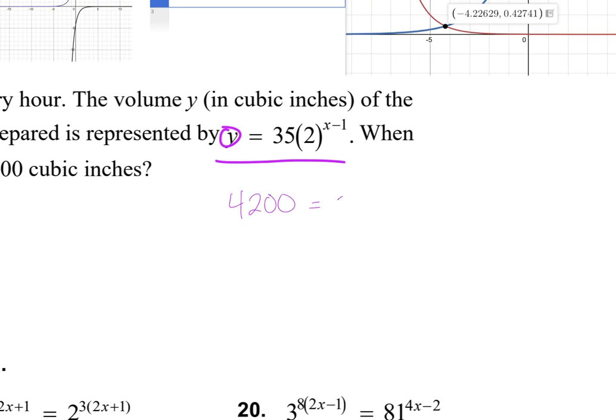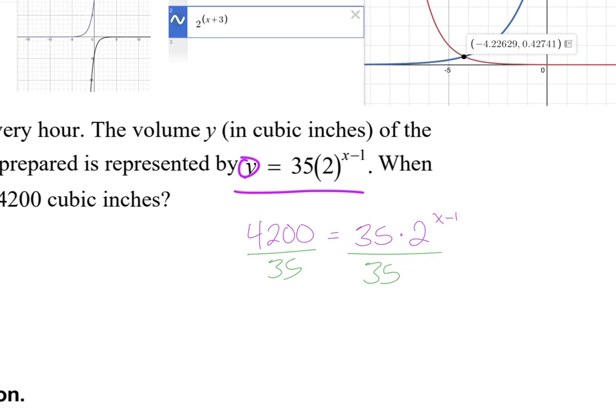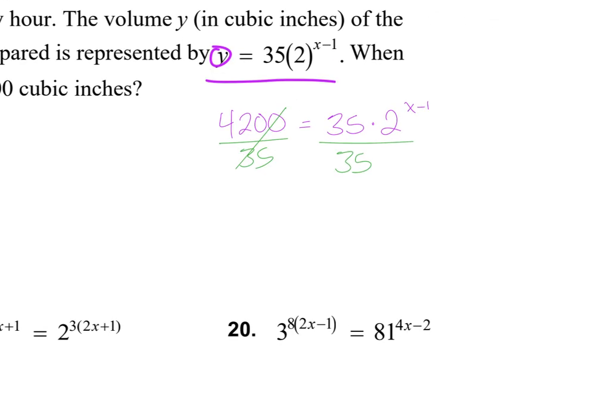4,200 equals 35 times 2 to the x minus 1 power. We can do a little bit of math right now. We can divide both sides by 35. I don't know what that is, but I got a calculator. 4,200 divided by 35 is exactly 120. So we get 120 equals 2 to the x minus 1 power.